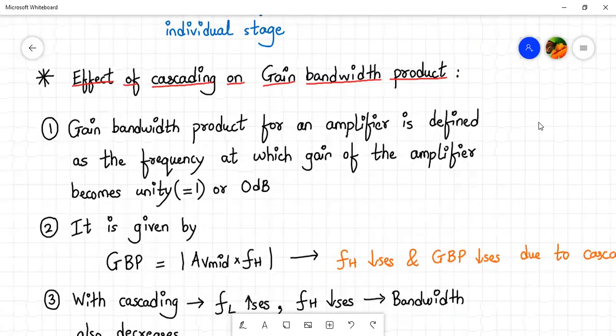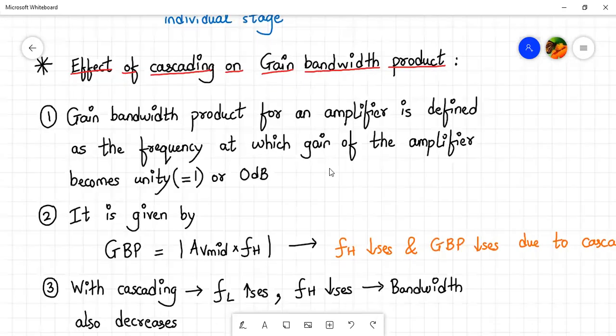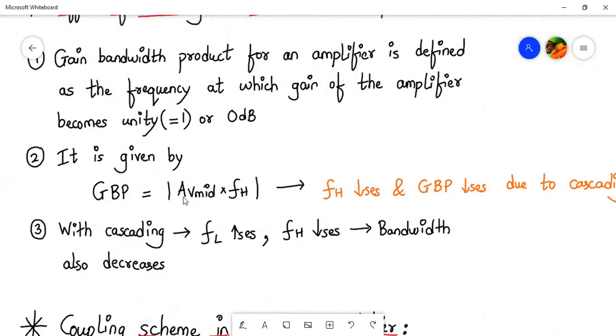Lastly, we'll see the effect of cascading on the gain bandwidth product. So what is the gain bandwidth product? The gain bandwidth product for an amplifier is defined as the frequency at which the gain of the amplifier becomes unity, right? So the gain bandwidth product is given by AV mid into FH.